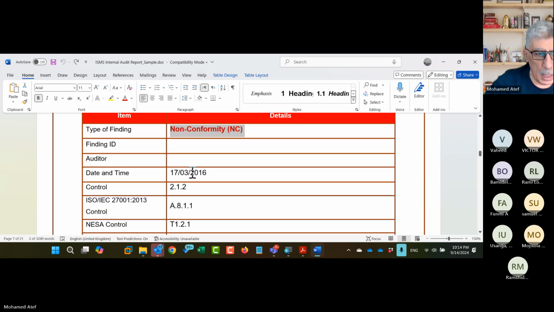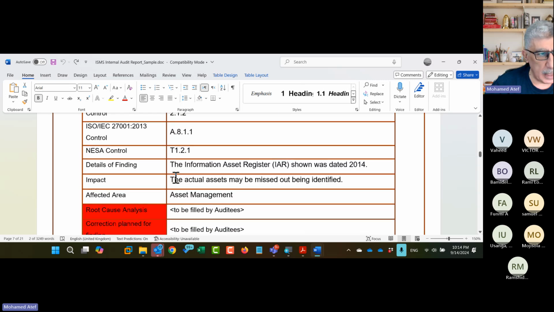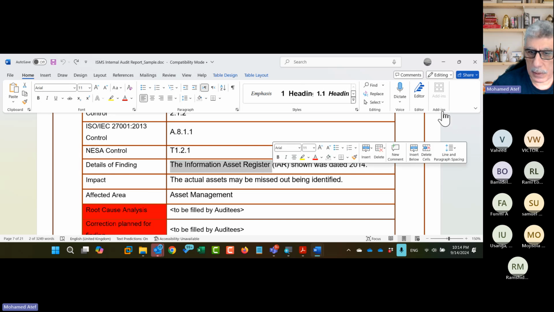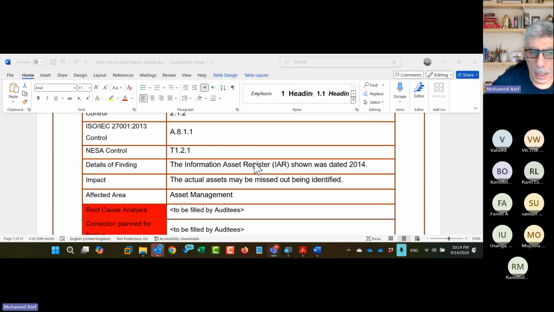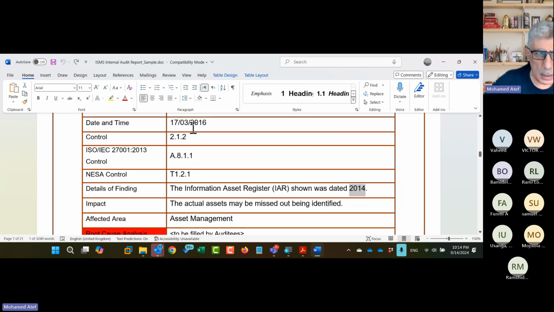Okay. Now, this is the date of the finding, and this is the finding detail. What is the detail of the finding? That the information asset register, okay, let me just minimize that, was last updated in 2014. Now, the information asset register is the inventory that includes all the assets. Okay, and this audit was conducted in 2016.